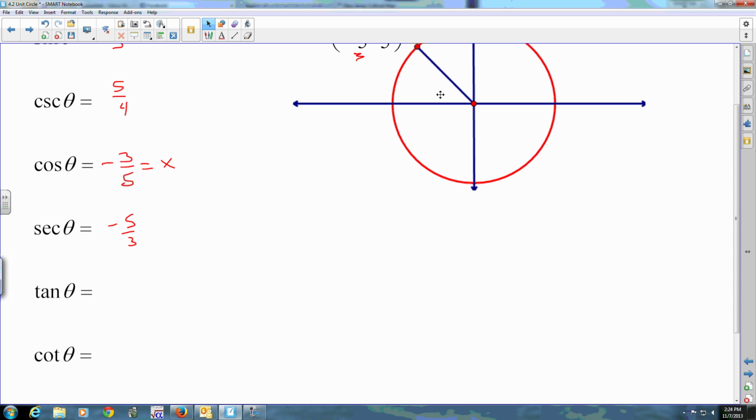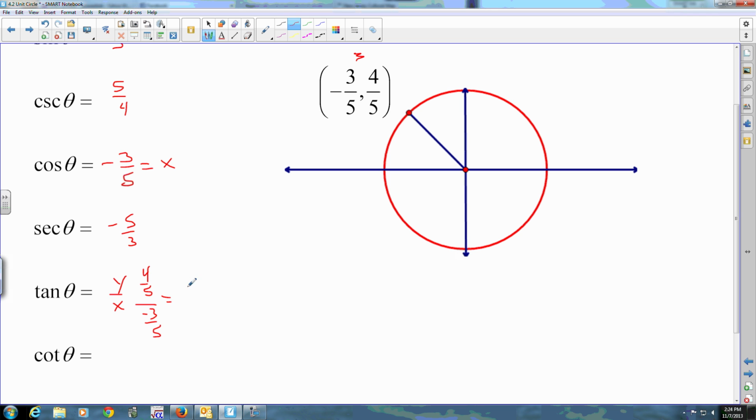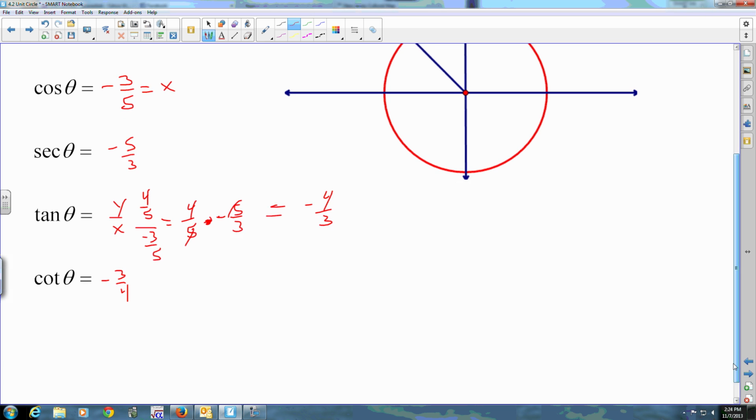Tangent is your y over your x, so 4/5 over negative 3/5, which is 4/5 times negative 5/3. The 5's cancel out, so your tangent is negative 4/3. Cotangent is a reciprocal, so it's negative 3/4. Okay.